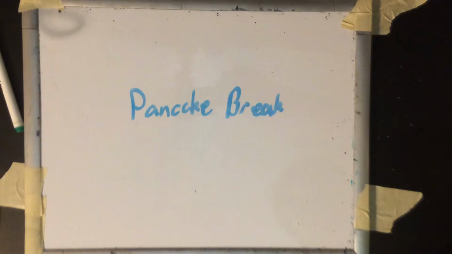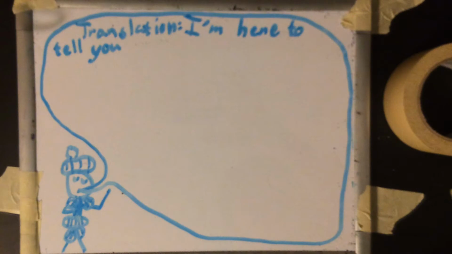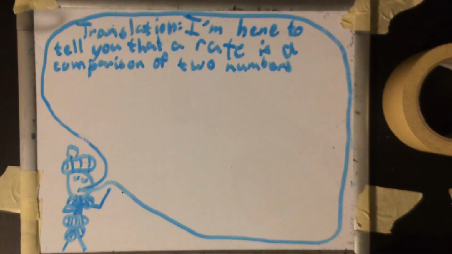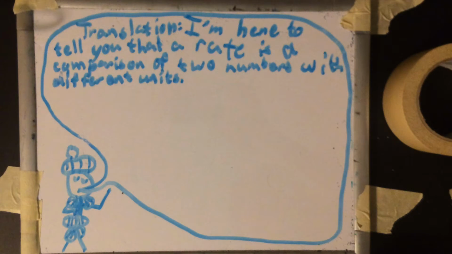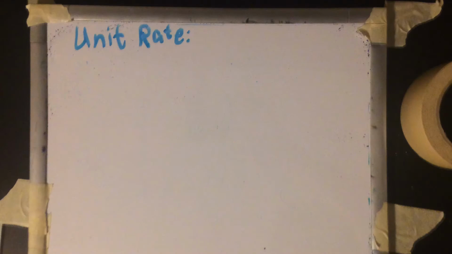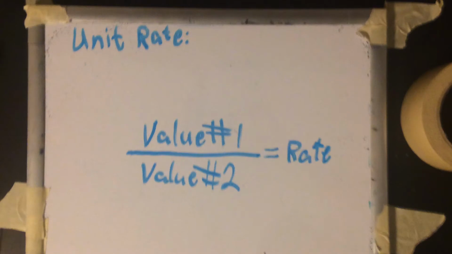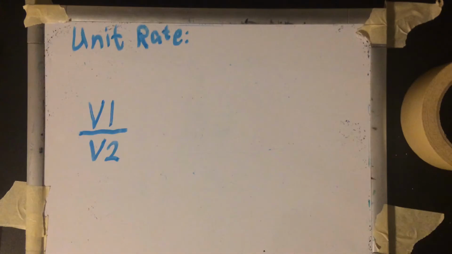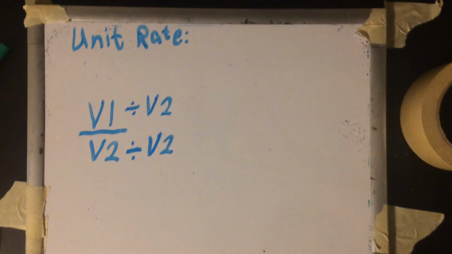Making pancakes. Rates. A rate is a ratio that is a comparison between two numbers with different units. That is, a unit rate is a fraction-based rate that usually says per. To find the unit rate, divide the numerator and the denominator by the denominator.